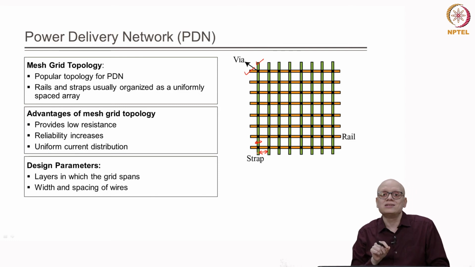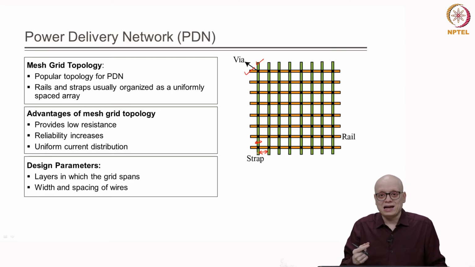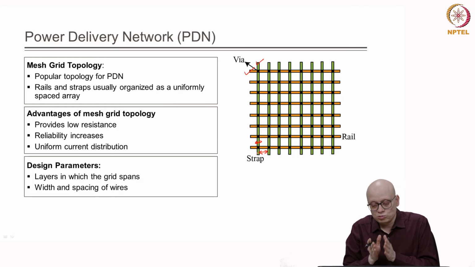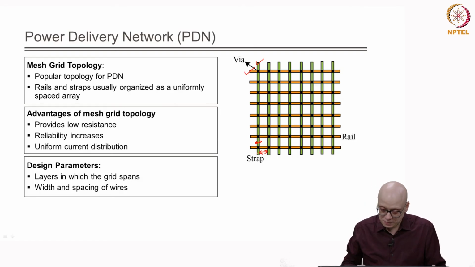Additionally, we should consider how much voltage drop is tolerable in our power delivery network, and based on that we can reduce the spacing between two parallel lines or so and take those decisions.